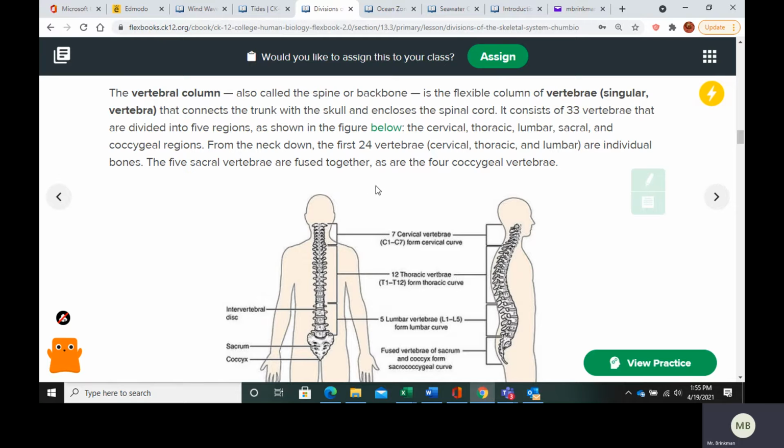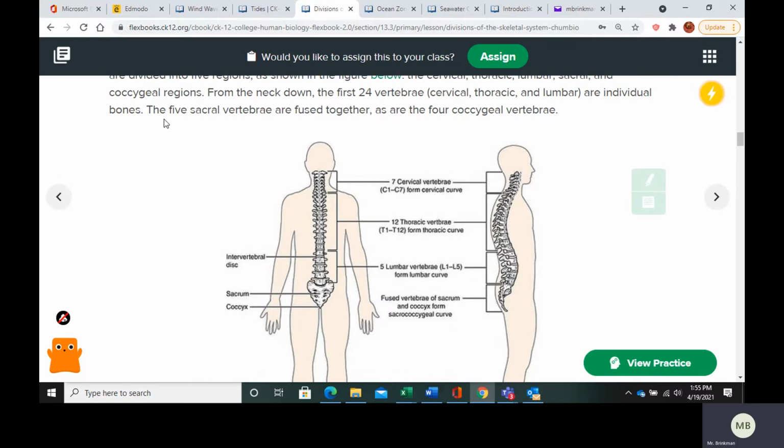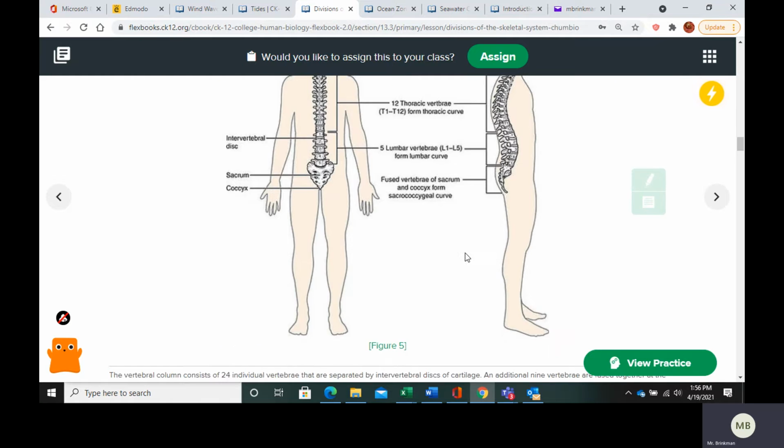The first 24 vertebrae, cervical, thoracic, and lumbar, are going to be individual bones, so individual vertebrae. And then the 5 sacral vertebrae are fused together. That's your sacrum. And then 4 coccygeal vertebrae. This is the coccyx down here.